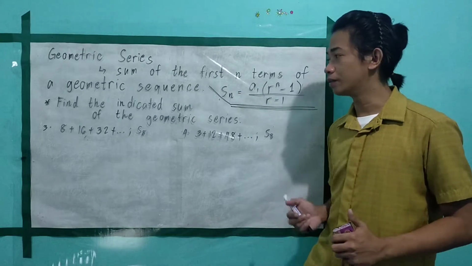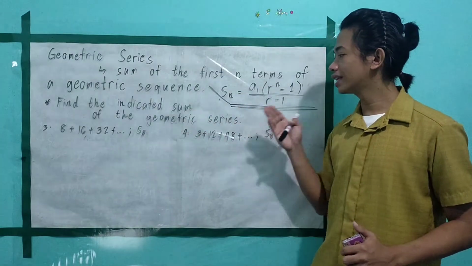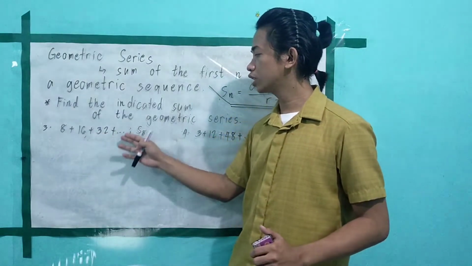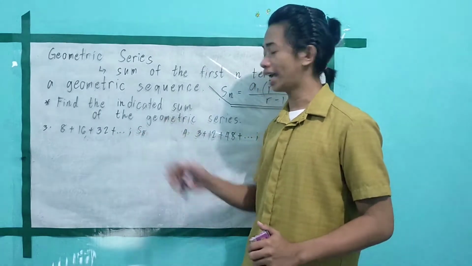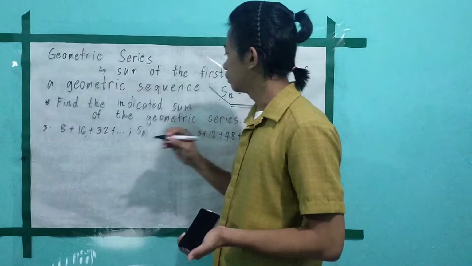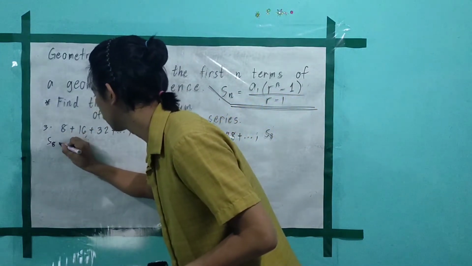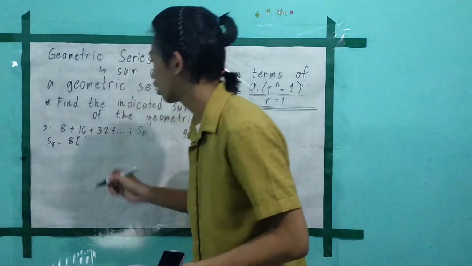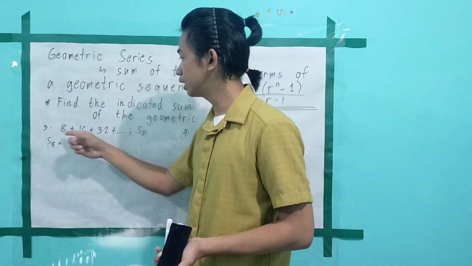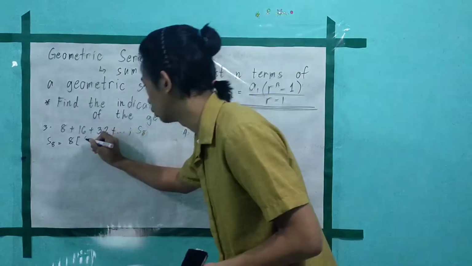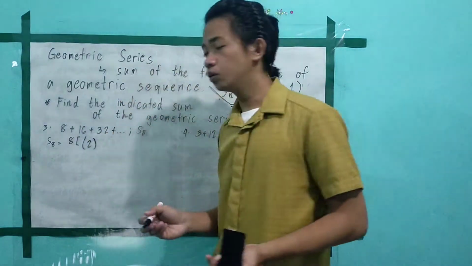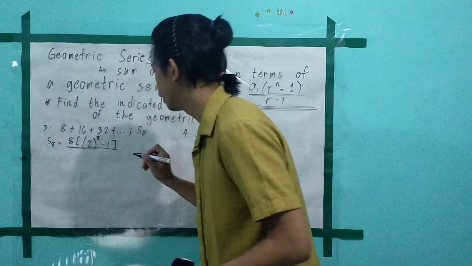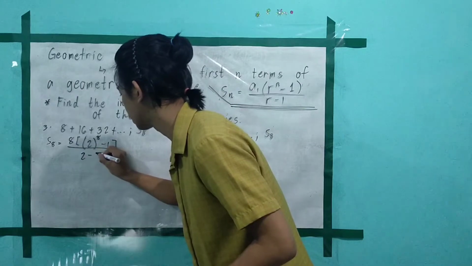Now, let's proceed to this problem. Find the indicated sum of the geometric series. In our problem number 3, we have 8 plus 16 plus 32 plus the ellipses up to S sub 8. So, i-substitute natin. So, we have S sub 8 is equal to our A sub 1, which is 8. And multiply to the common ratio. Common ratio natin, 16 divided by 8, we have 2. Raised to 8 minus 1 all over the common ratio 2 less 1.